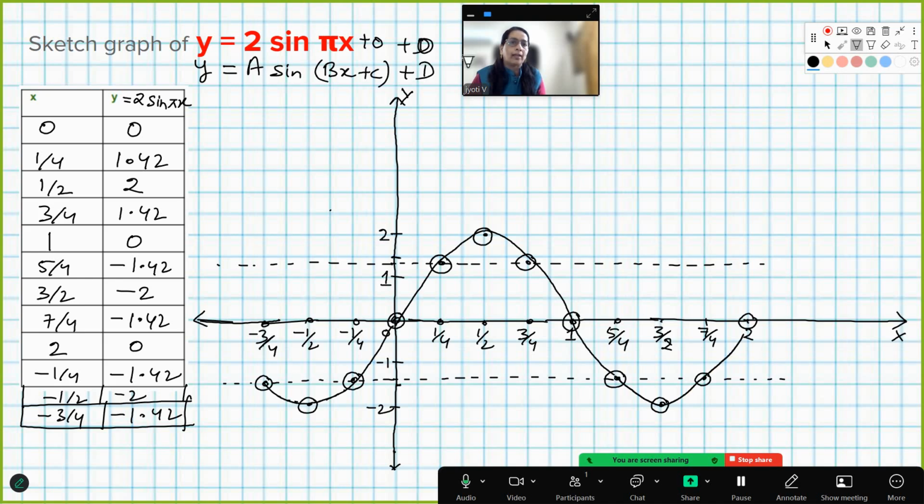I hope you liked it. This is literally such a beautiful graph. So it keeps on going. It's a wave, sinusoidal wave. It is like this. This is the graph of y is equal to 2 sine pi x. I hope this video is useful.